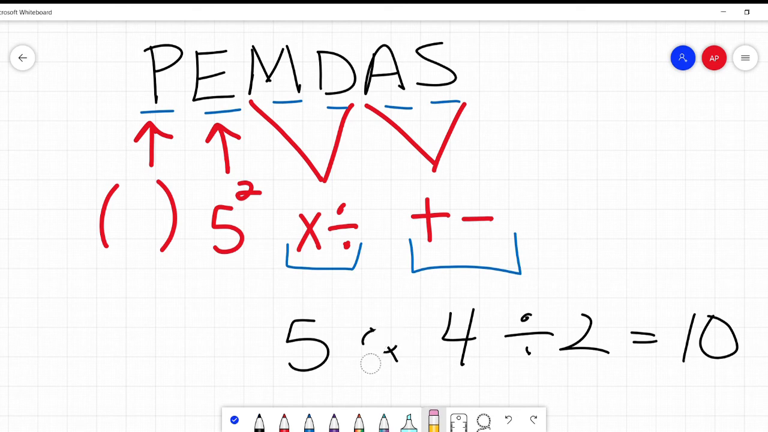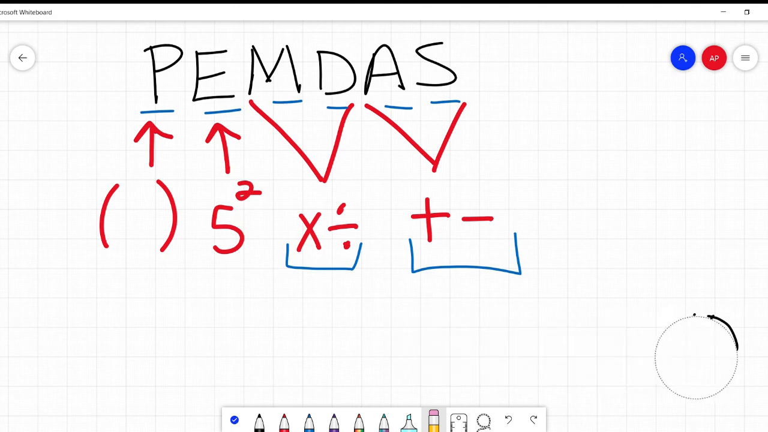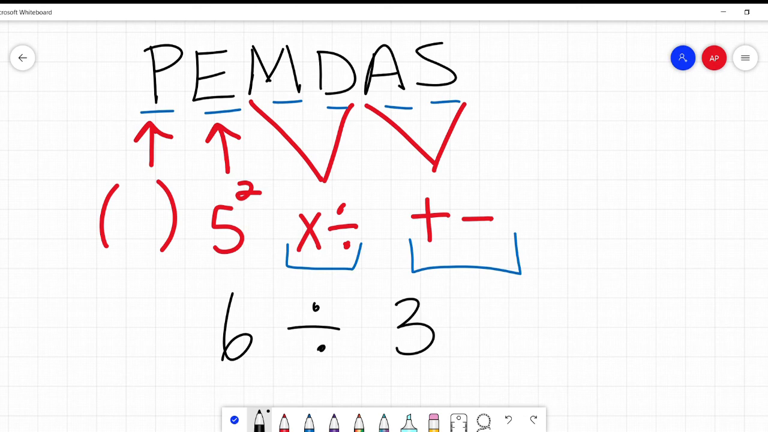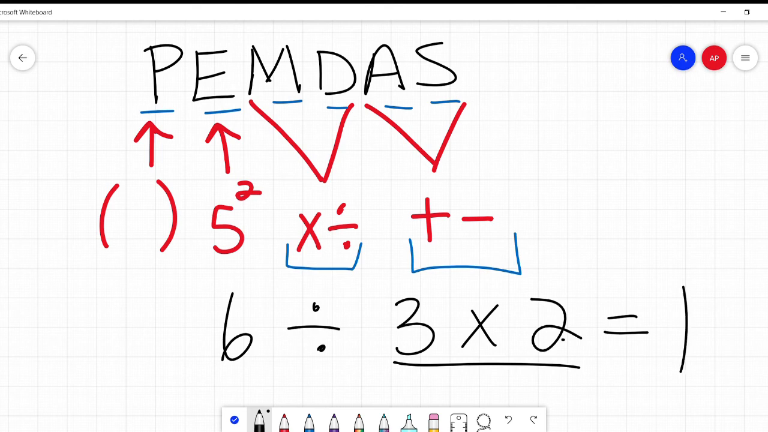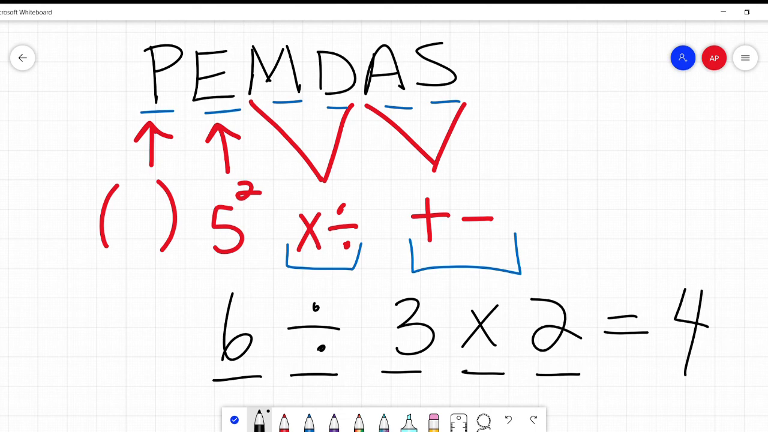It would help if I actually had the eraser selected before I did that. If these were something different, like say if this was, get something that actually divides nicely. 6 divided by 3 times 2. I would not go, oh, multiplication, I need to do that first. 3 times 2 is 6. 6 divided by 6 is 1. Nope. You need to go left to right. 6 divided by 3 is 2. 2 times 2 is 4.